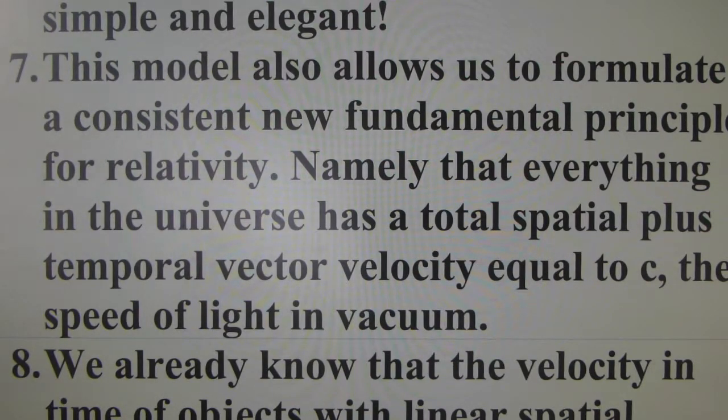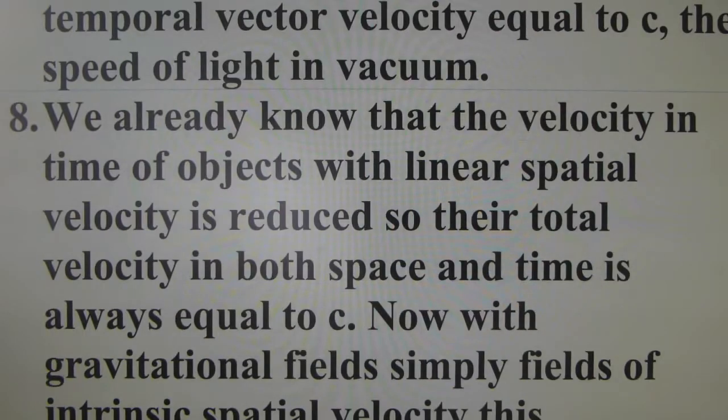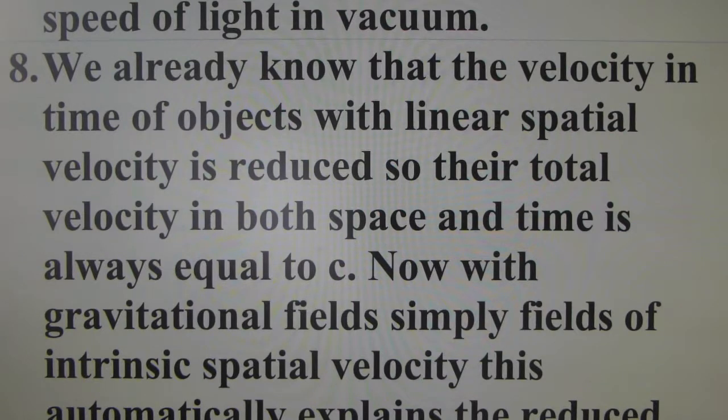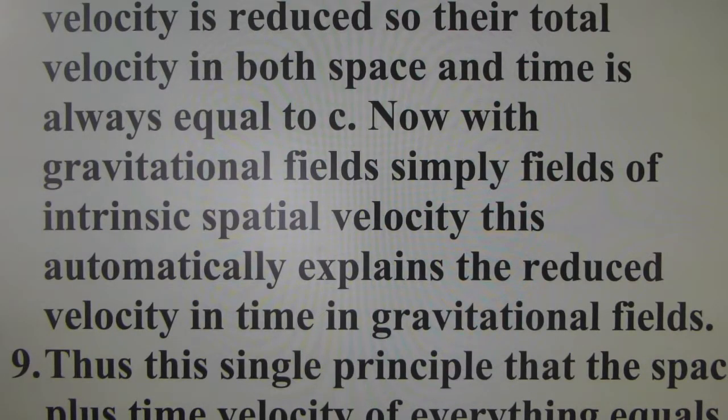This model also allows us to formulate a consistent new fundamental principle for relativity, namely that everything in the universe has a total spatial plus temporal velocity equal to c, the speed of light in vacuum. We already know that the velocity in time of objects with linear spatial velocity is reduced, so their total velocity in both space and time is always equal to c. Now, with gravitational fields simply fields of intrinsic spatial velocity, this automatically explains the reduced velocity in time in gravitational fields.